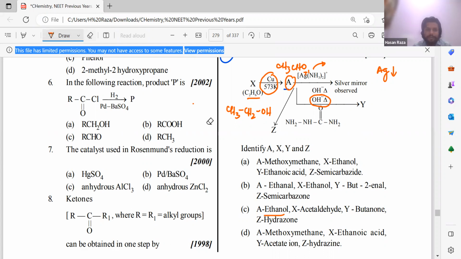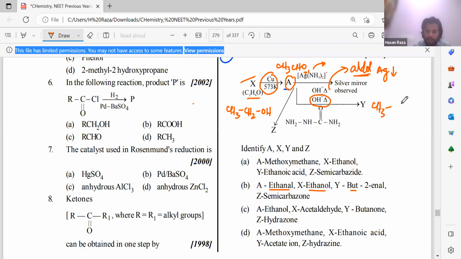Oh, wait a minute. I just got confused. A is your ethanol, that is good. X is your ethanol, and if this is your ethanol, then you are going to treat this with base and heat. What will happen then? Base and heat, this is your dilute base. That means aldol is taking place. So with base and heat, that means aldol condensation.